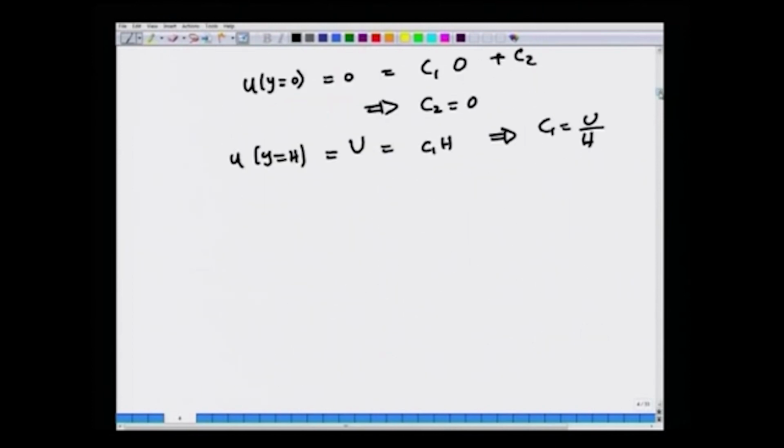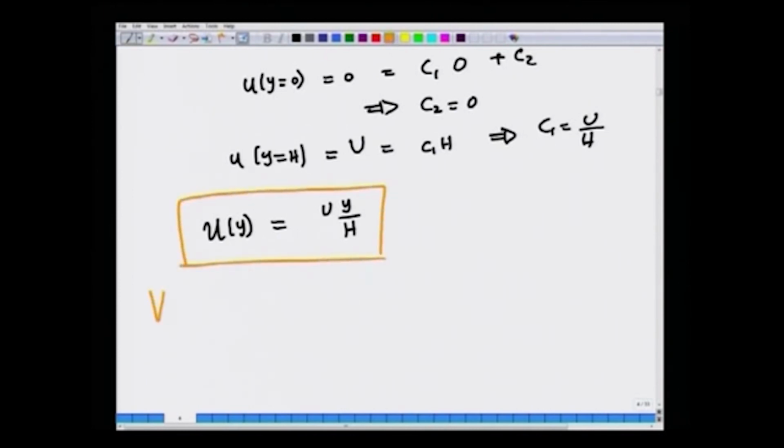So, this gives us that u of y is nothing but U times y by h. So, this is called the velocity profile in the plane Couette flow.